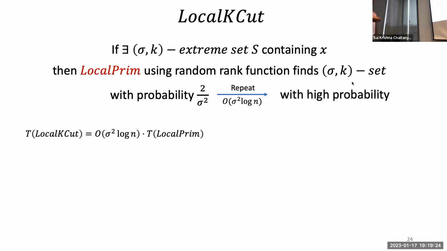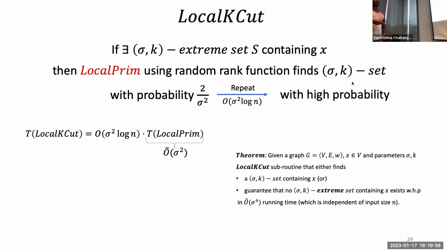So the local k cut algorithm is nothing but order of sigma square log n times the local prim algorithm. We use some bookkeeping to actually run the local prim algorithm in O tilde sigma square time, because the volume of the set can be much larger, since it involves the cut size of X, S as well. With some bookkeeping and pre-processing, we can make local prim run in O tilde sigma square time. So we get the O tilde sigma power 4 running time that we claim in the local subroutine.